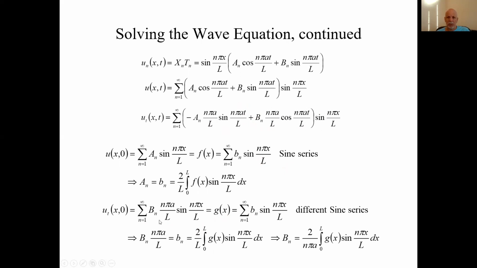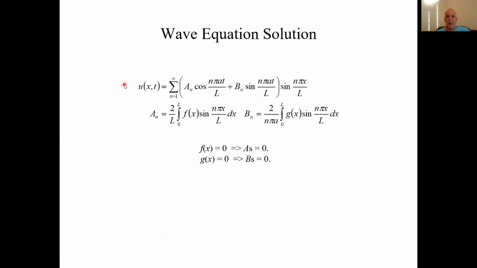So now when we match coefficients, we're matching everything in front of the sine on this side to everything in front of the sine on this side. We want this b sub n pi a over L to equal the little b sub n's. From the Fourier sine series, we get a formula for the b sub n's. So now we know the big B sub n's.